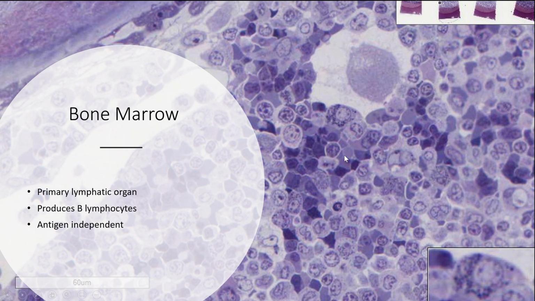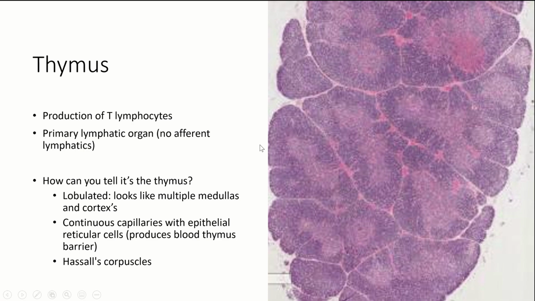And then remember, when we learned really briefly about the bone marrow, it makes your other types of white blood cells. So your eosinophils, your neutrophils, your monocytes, everything like that. But as far as lymphocytes goes, it matures and produces your B lymphocytes. Okay. The next one is going to be your thymus. So your thymus produces your T lymphocytes, okay?